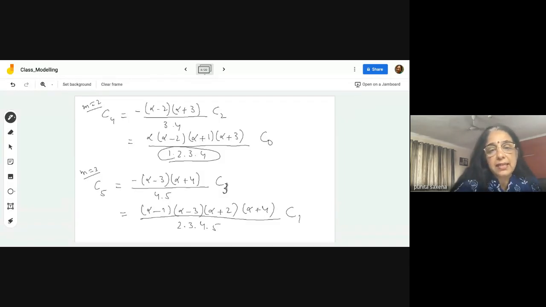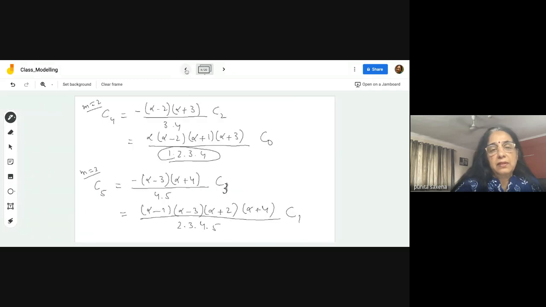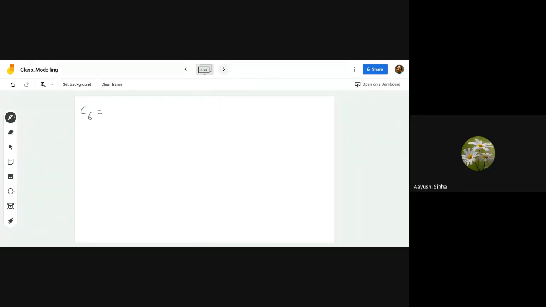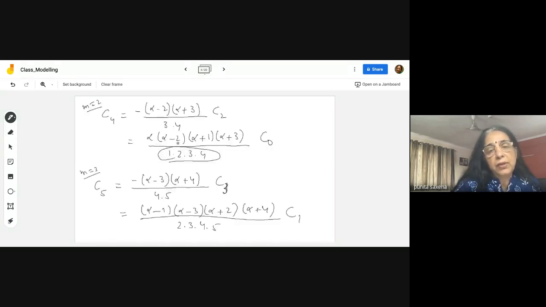Can you write C6 by looking at C4? What should be C6? You have C2 with you, you have C4 with you. Can you now directly write C6 without computing? And then cross-check. Will it be minus or plus? Minus. Fine. Now, C4 started with alpha, ended with alpha minus 2.